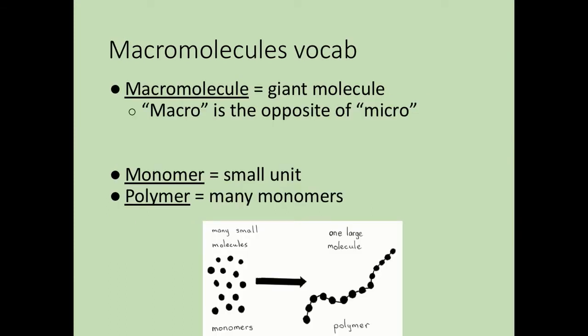Here's some words that are important if you didn't know. A macromolecule is a big molecule. Macro is the opposite of micro. So micro is small, like a microscope sees small things. Macro means big. Now, it's still a molecule, but it's a big molecule. A monomer is a small piece, and polymers are many monomers put together. So you can think of monomers like Lego bricks, and as you put more Lego bricks together, you make a polymer.